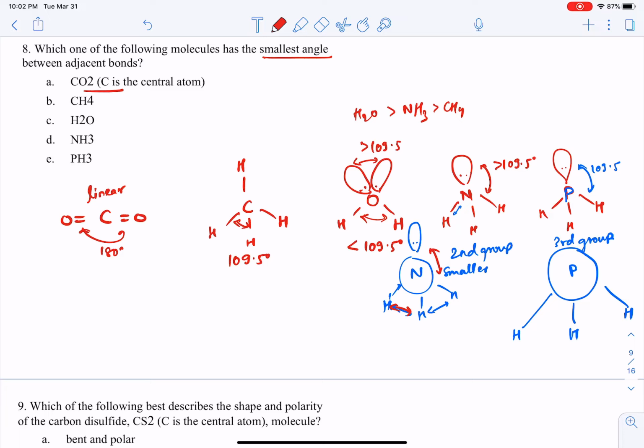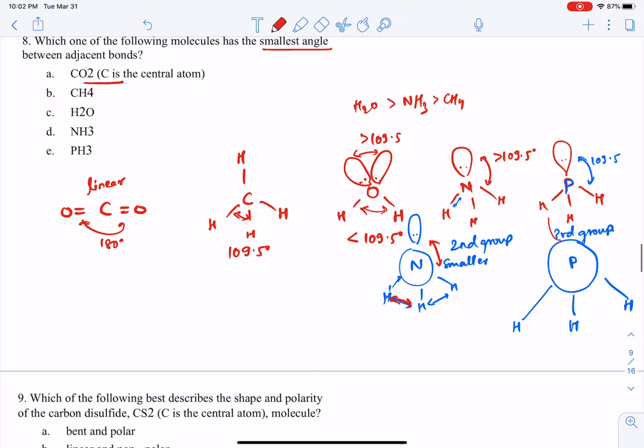Okay, now compared to PH3, we again have lone pairs here. They're far away from the P, so that's why the repulsion is not as strong as compared to NH3. So what we can say is that this angle, I should make it cleaner, this angle 2 and angle 1, so angle 1 would be smaller compared to angle 2.